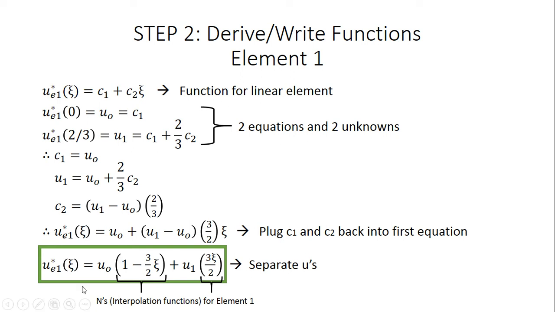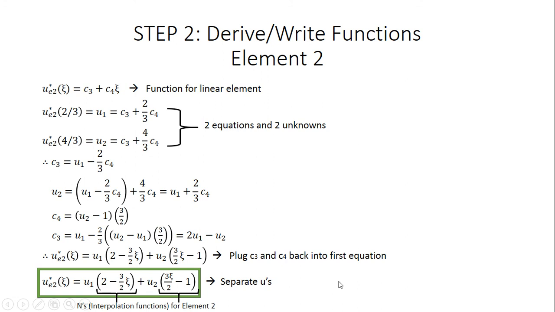So once you separate the u's, you get this equation in the green box, and again, each term in parentheses is one of our interpolation functions for element 1. Since there are 2 nodes for each element, since they're linear elements, we are going to have 2 interpolation functions. So this is our first one for element 1, this is our second interpolation function for element 1.